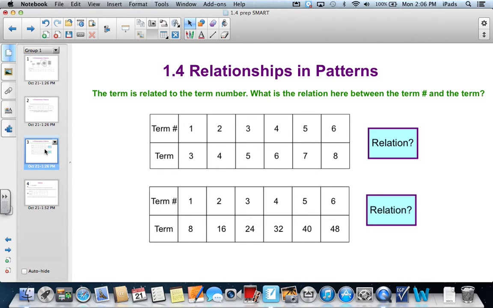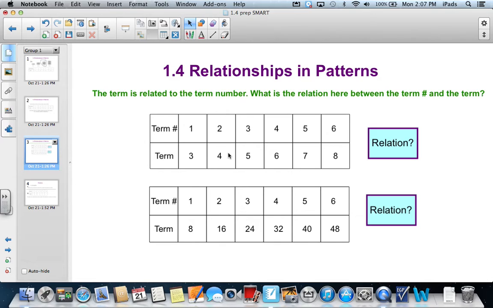An example of that over here is going from a chart and trying to understand what the relation would be. The term is related to the term number. Whatever happens to the term number will happen to the term as well in that relation. So looking here, based on what we have for term numbers and what we've been given as terms, what is the relation between the term number and the term?